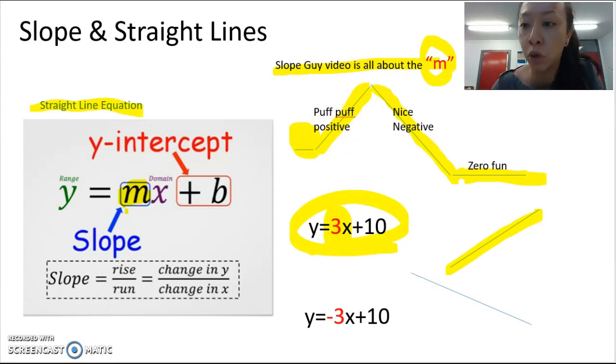So how do we draw a line that goes down? Okay, so you're right. If you want a line that goes down, it needs to be nice negative. So the value that's next to the x needs to be a negative 3.